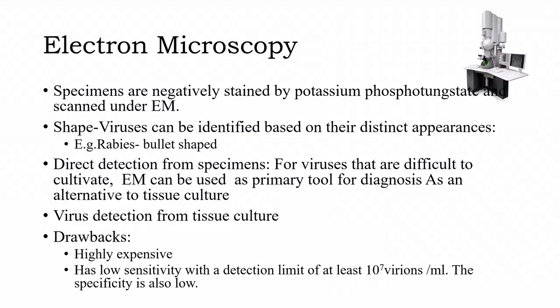First, demonstration of the virus itself is done by electron microscopy, using potassium phosphotungstate, and can be scanned under an electron microscope. You can identify the shape, and sometimes you can also do the same directly from specimens. You can also use the same method in tissue culture: when you have already grown the virus in tissue culture, you can use an electron microscope to view the virus. Now, the problem is that it is a very expensive equipment, and the procedure itself is expensive, and it needs a good amount of virus to be present in that particular sample.